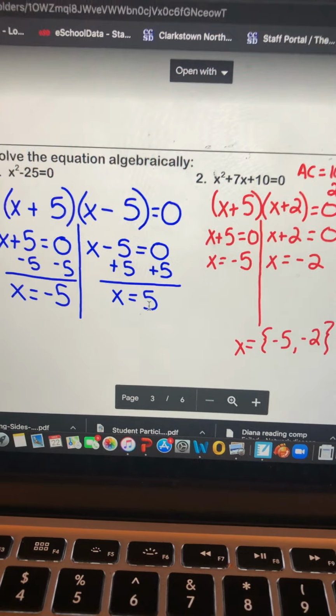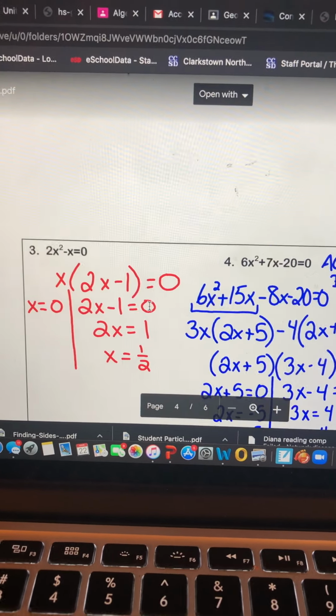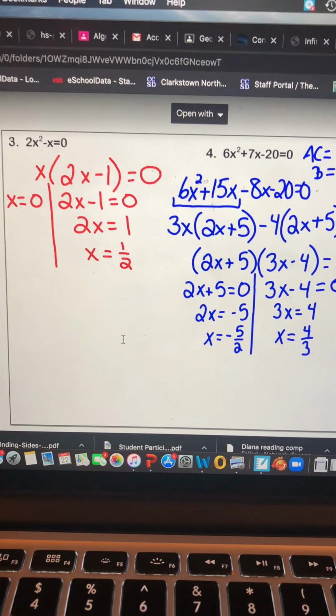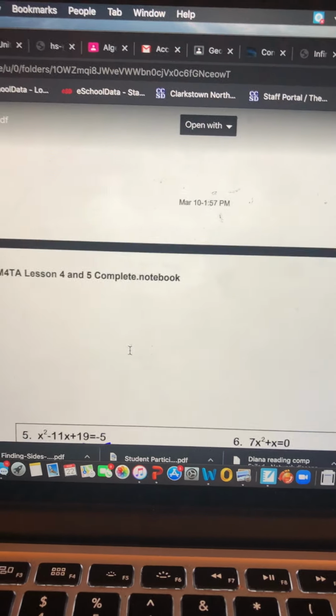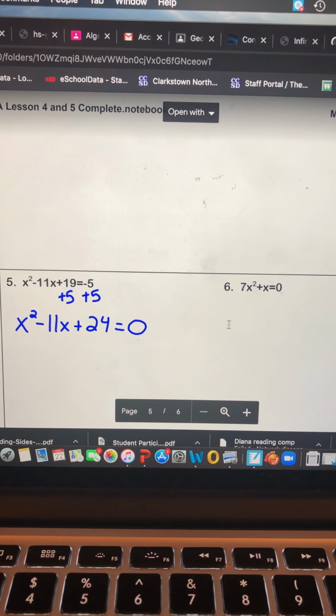Okay, so there's not just one x value. All right, here's some done for you. Let's do one that we haven't done.